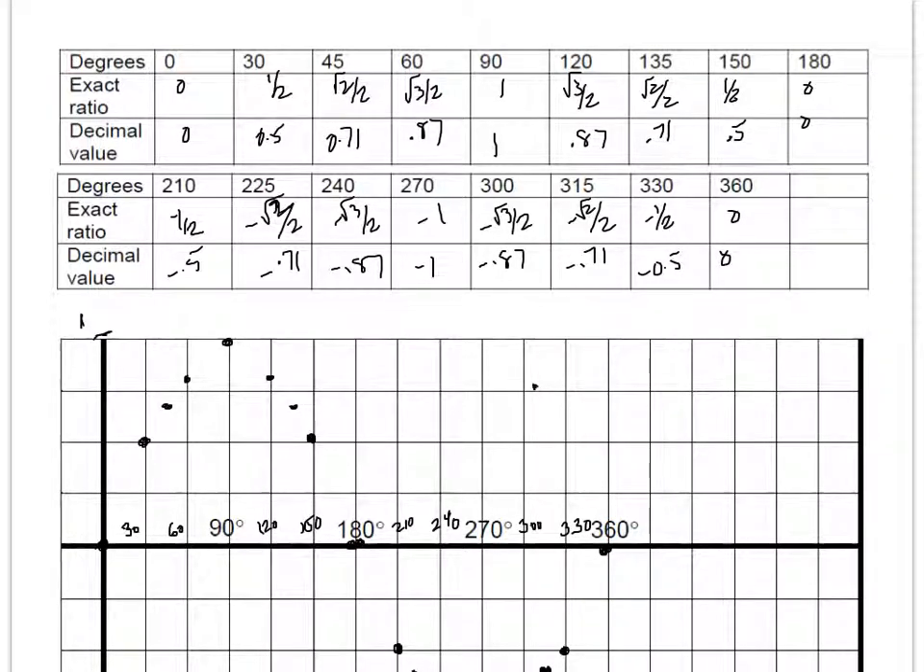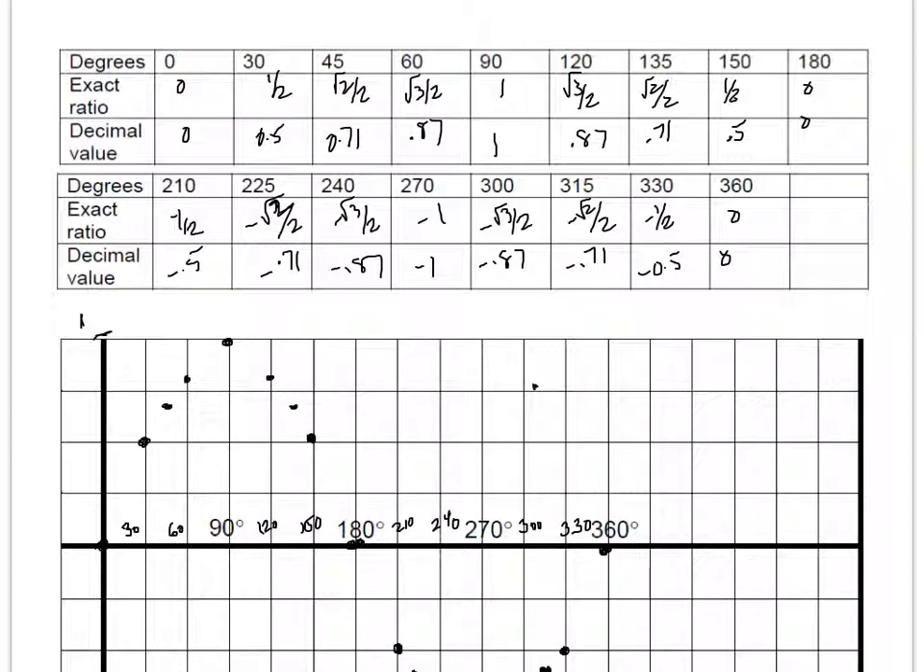I know when x is 0, sine of 0 is 0, so the exact ratio is 0, the decimal is 0. For 30 degrees, I know the pattern. For 30, the sine is 1 over 2, the decimal is 0.5. For 45, the sine is square root of 2 over 2, the decimal is 0.71. For 60 degrees, the sine is square root of 3 over 2, which is 0.87. And finally, for the angle 90, the sine is 1, and the decimal is 1.